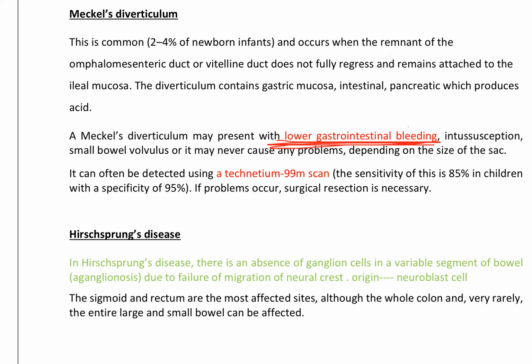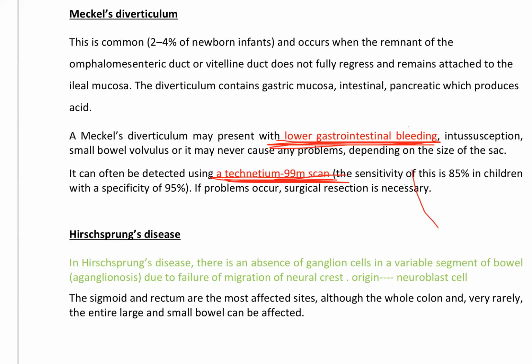But usually it is a very small baby. Sometimes a GI dyspepsia type of presentation could also be there along with bleeding. And how can we make our diagnosis? By the scan, the technetium 99m scan. So two things you have to remember here: lower gastrointestinal bleeding and the scan as the diagnostic investigation. These two things only you have to read, and there are no questions from here.